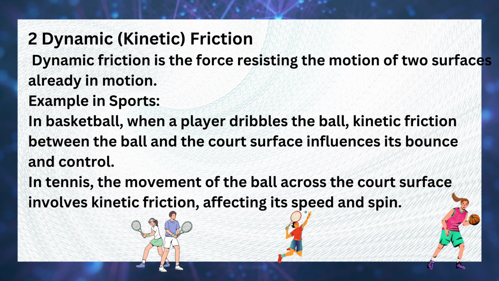2. Dynamic, kinetic, friction. Dynamic friction is the force resisting the motion of two surfaces already in motion. Example in sports, in basketball, when a player dribbles the ball, kinetic friction between the ball and the court surface influences its bounce and control. In tennis, the movement of the ball across the court surface involves kinetic friction, affecting its speed and spin.